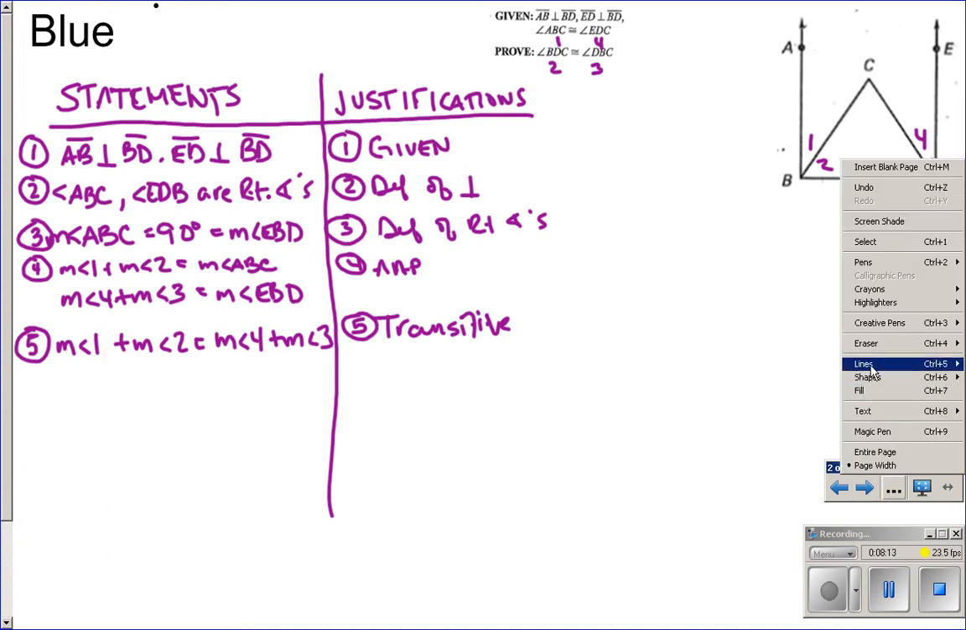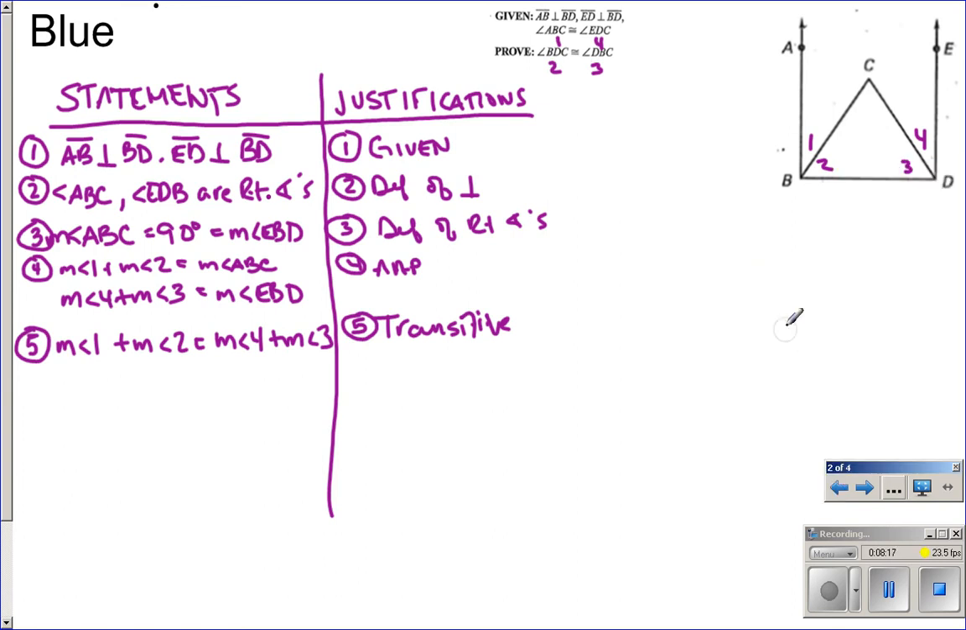So step 6, we have to establish that 1 and 4 have the same measurement. Well, where do I start? I start with a given over here that I haven't used yet. So angle 1 is congruent to angle 4 will be my given. And if they are congruent, I know their measurements have to be the same, and that's just by the definition of what it means to be congruent.